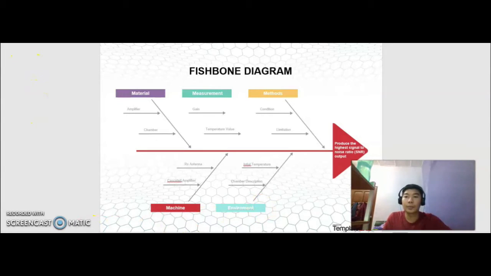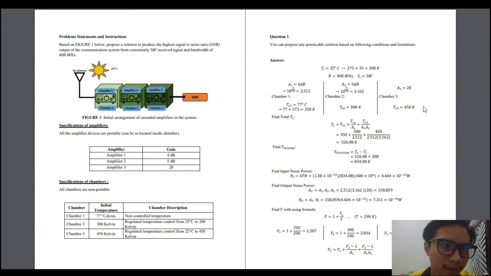For the question for the PBL, I am going to find the solution for question 1. This figure 1 is for the proposed solution to produce the highest signal to noise ratio, SNR, output of the communication system from a consistent 5-volt received signal with a bandwidth of 400 MHz. The initial temperature is 35 degrees Celsius, and amplifier 1 is in chamber 1, amplifier 2 is in chamber 2, and amplifier 3 is in chamber 3.